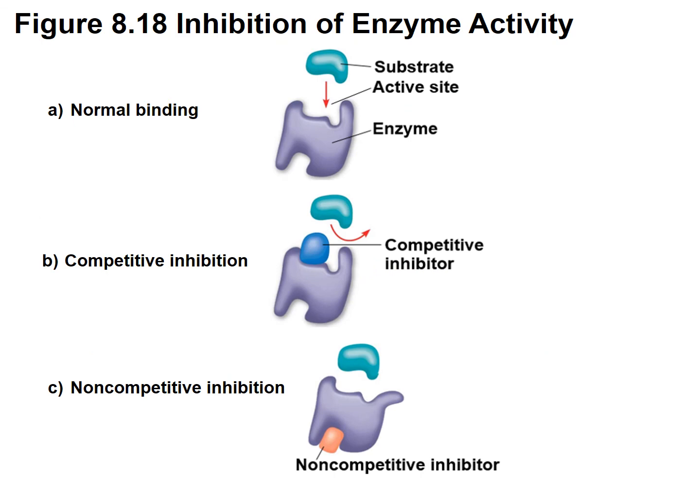Figure 8.18 shows the inhibition of enzyme activity. So in A, we see normal binding. We have an enzyme, we have a normal active site, the substrate binds to it. In B, we have competitive inhibition, where we have a competitive inhibitor, it binds to the active site, so now the substrate cannot bind in there, can't get in there. And in C, we have a non-competitive inhibitor. So the non-competitive inhibitor binds somewhere other than the active site, but it changes its shape and makes it less effective.